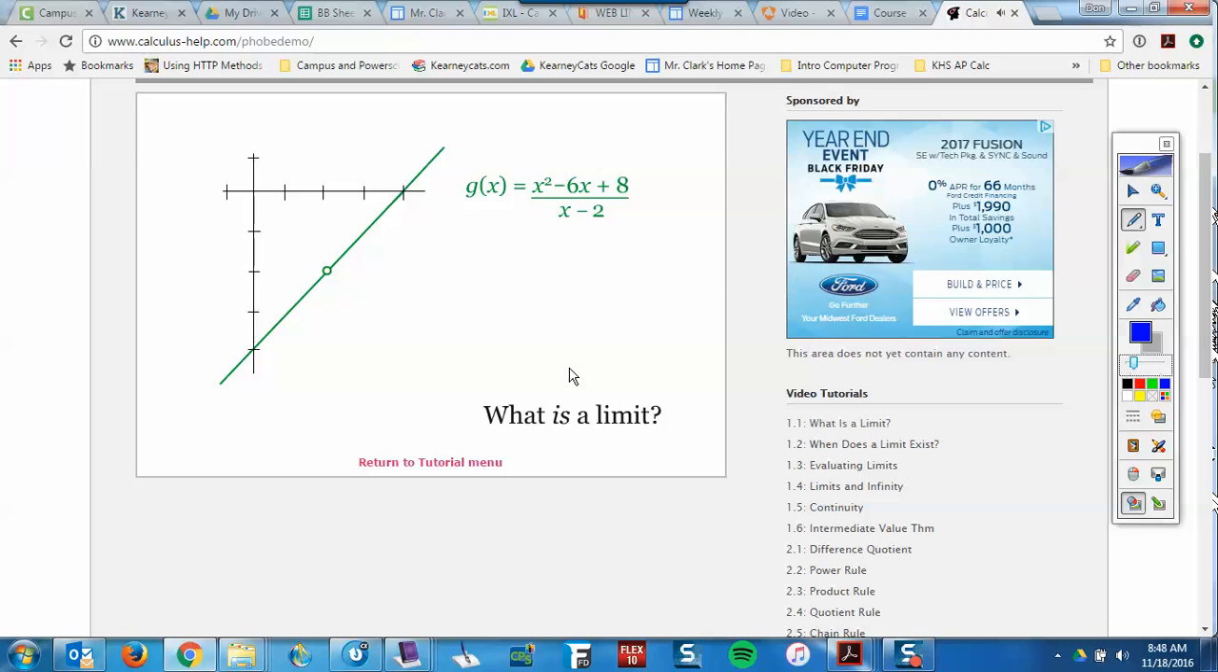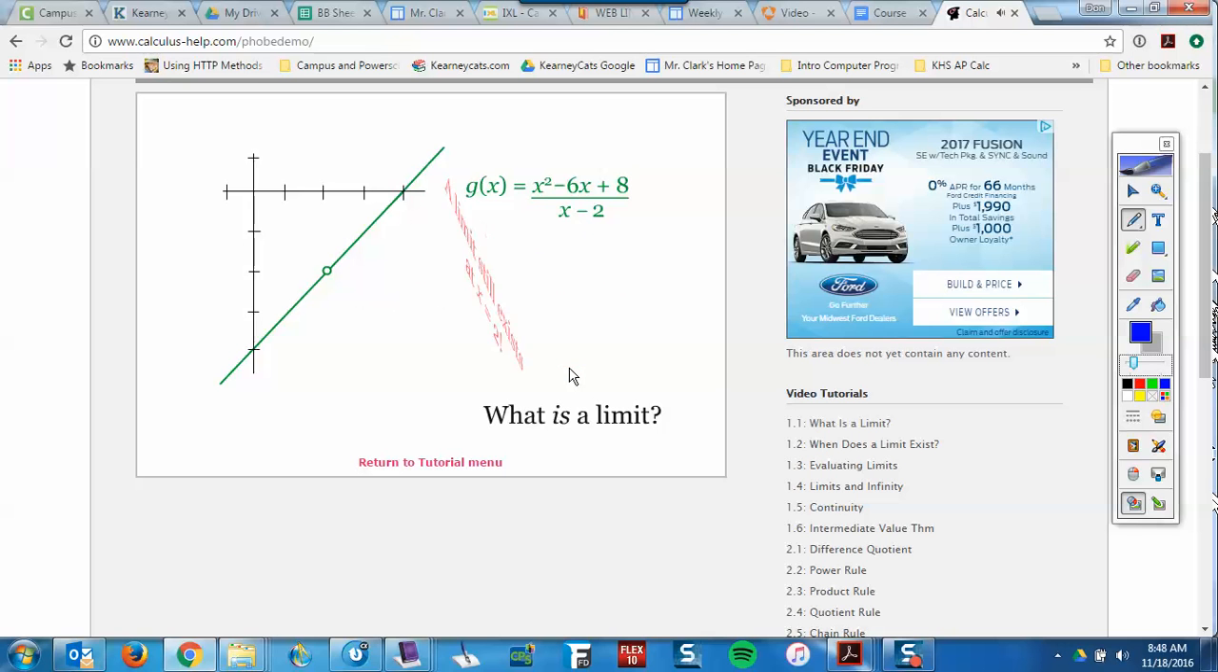The hole exists because plugging x equals 2 into the function results in 0 divided by 0. And we know that dividing by 0 is a very bad idea. It breaks mathematical laws that we really can't even get into here.